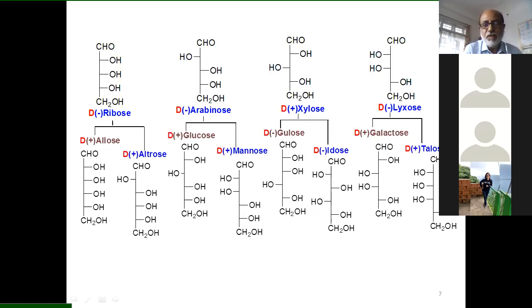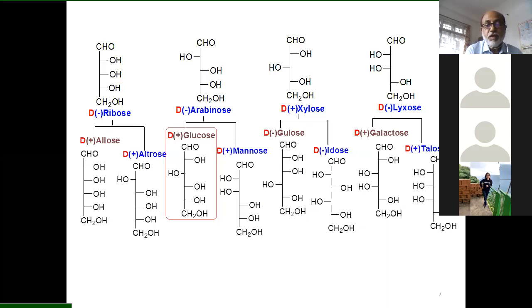No. That is the formula. The formula has got nothing; all aldoses will have the same formula. Now this is the structure of glucose. How to remember? You have to simply remember the position of this OH group.